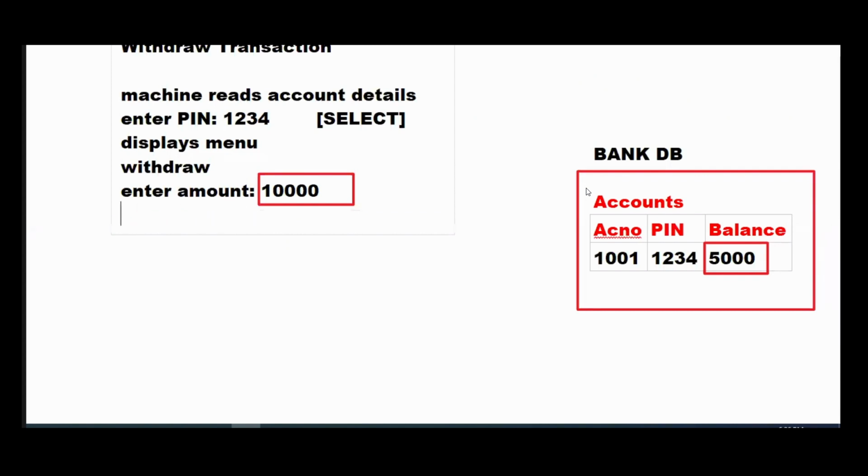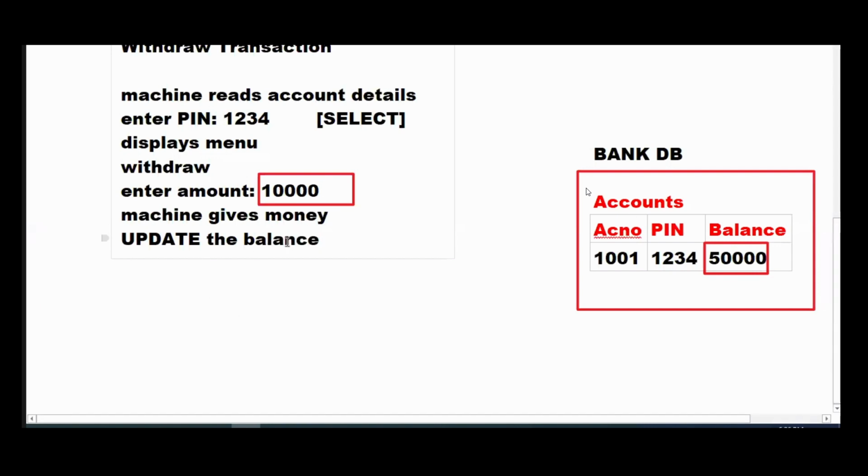Suppose, assume that in your account 50,000 is there. Now sufficient balance is there. The withdrawal amount is not greater than the account balance. So it allows you. The machine counts money and gives money to you, because sufficient balance is there. Finally, what will it do now? Update the balance. The balance will be updated here. So to update the balance, which command will be executed? Implicitly, the update command will be executed.